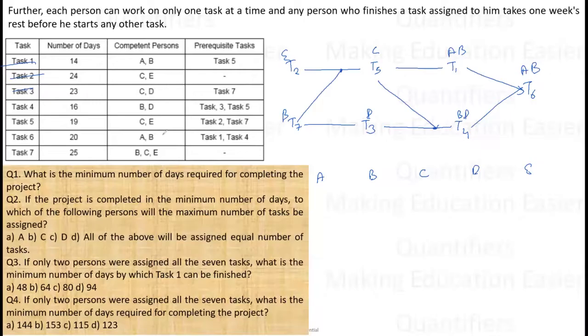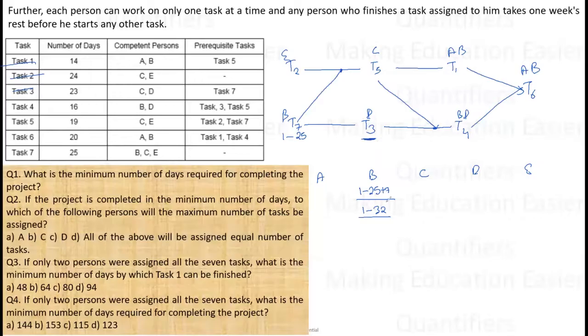Now task 7 requires 25 days, which means it will complete on 25 days, 1 to 25. And it is done by B, which means B will be occupied from 1 to 25 plus 7, which means 1 to 32 days. B is occupied, done.